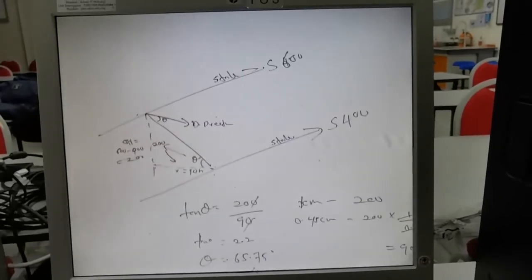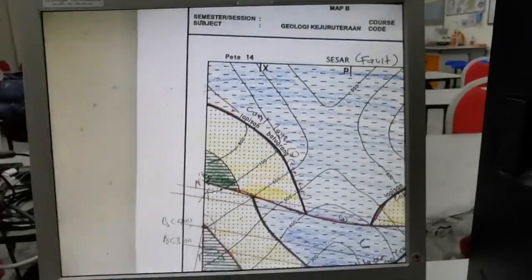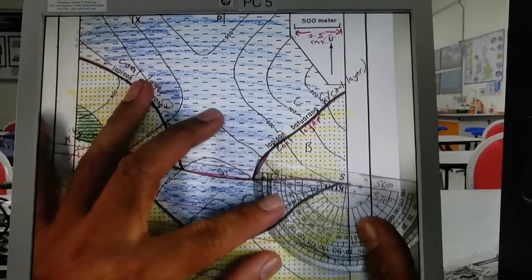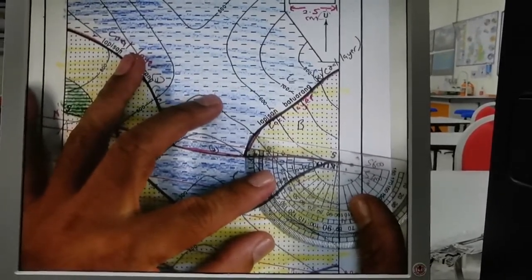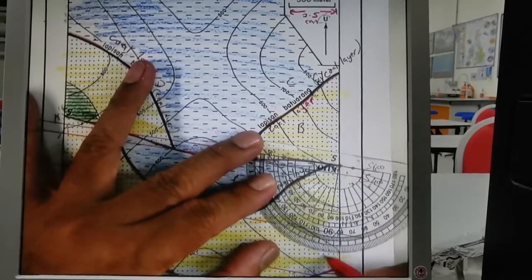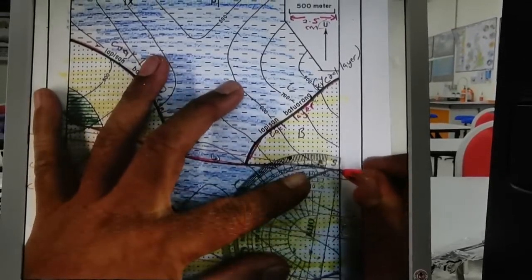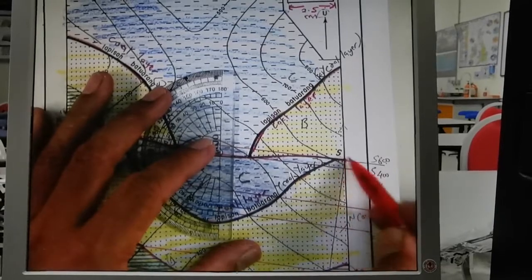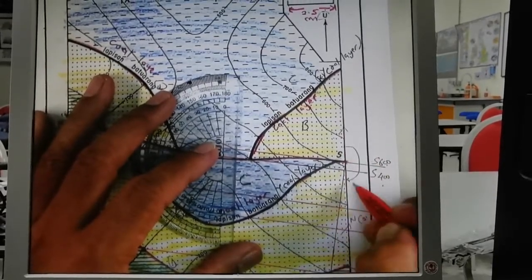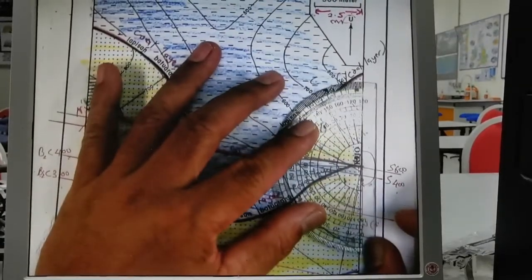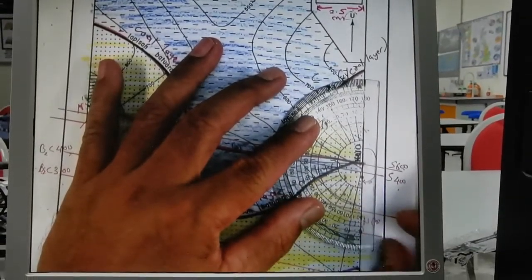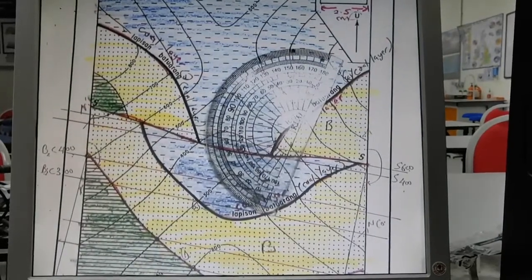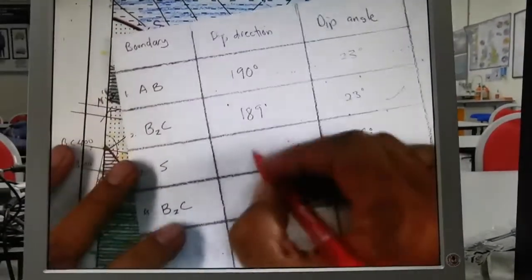So what is the dip angle? Okay, similar to this, before putting this line, this angle. So from here, 600, 400, dipping to the lowest point. From here to here is 180, plus another number of degrees, which is 10 degrees. So 180 plus 10 is 190 degrees.